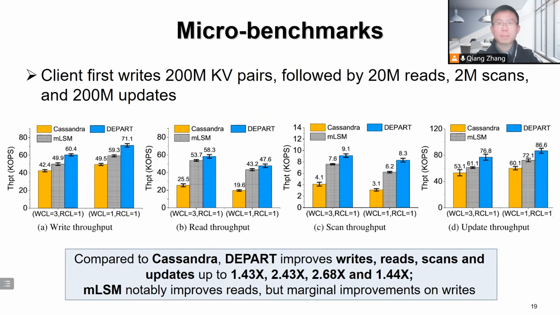We first compare the performance of Cassandra, multiple LSM, and DEPART in different KV operations, including writes, reads, scans, and updates. Figures show the throughput. First, DEPART improves the overall performance over Cassandra in all cases. Second, multiple LSM notably improves the read performance over Cassandra, but only shows marginal improvements on writes. The reason is that multiple LSM still triggers frequent compactions that degrade the write performance.